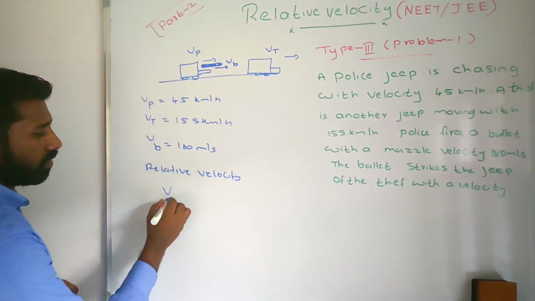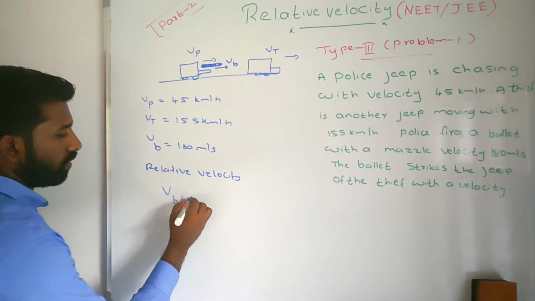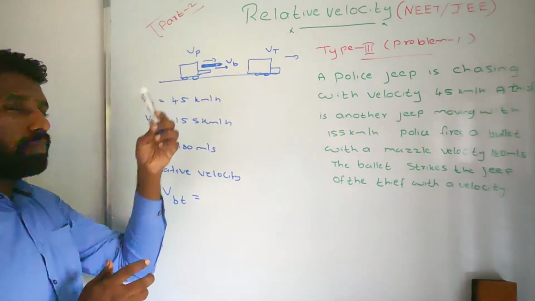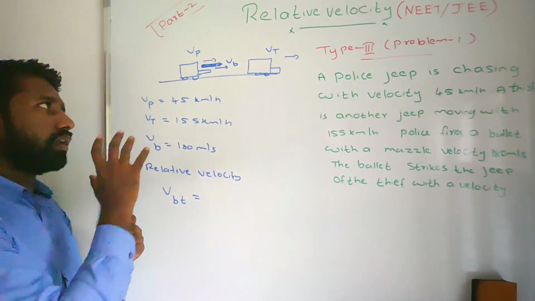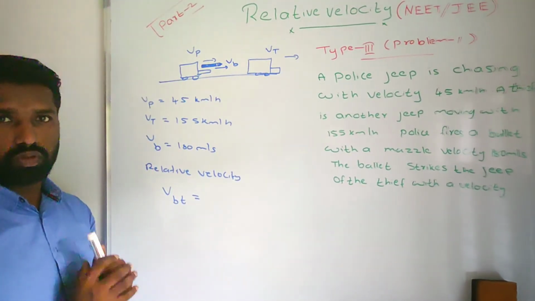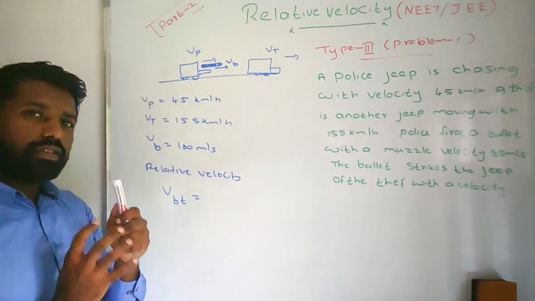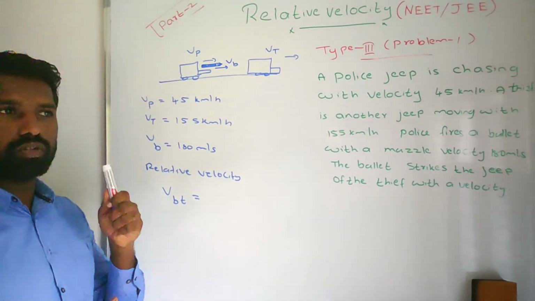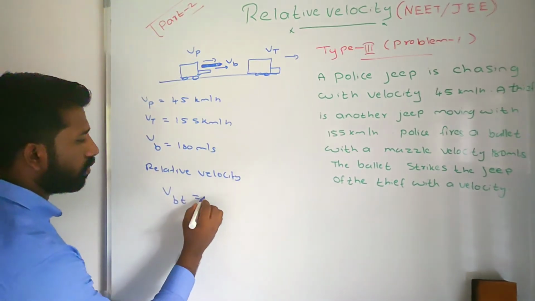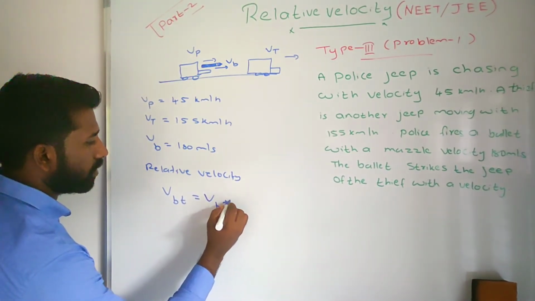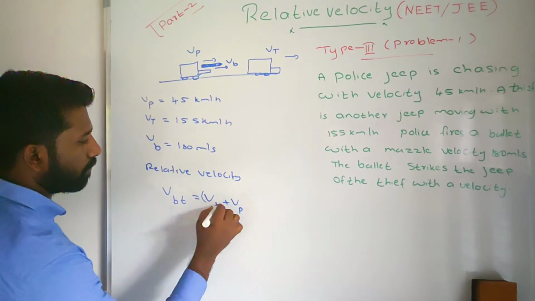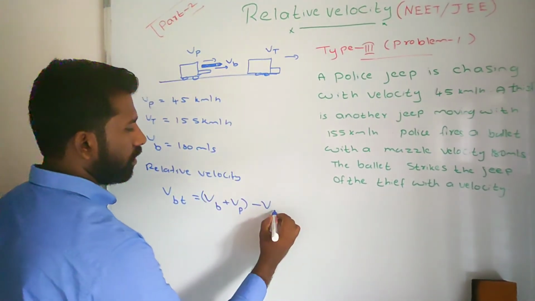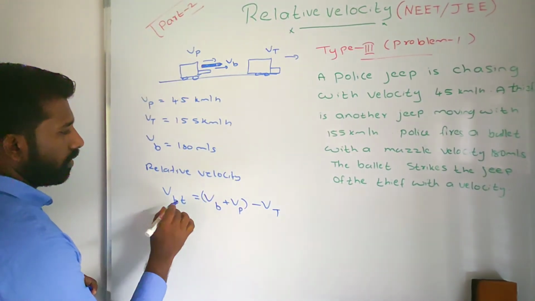Okay, the relative velocity of the bullet with respect to the thief jeep. Here you see the police person is firing from a moving jeep, so the bullet will acquire the velocity of the jeep also, because he is firing in the same direction. So velocity of the bullet plus velocity of the police jeep, minus the velocity of the thief jeep. Okay, clear?